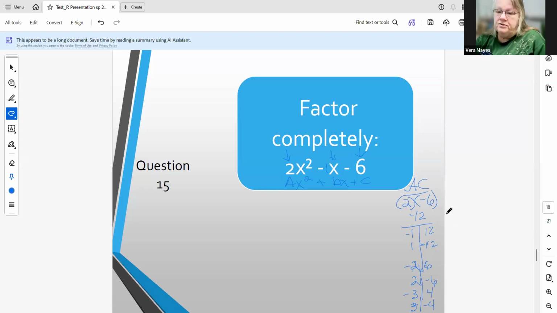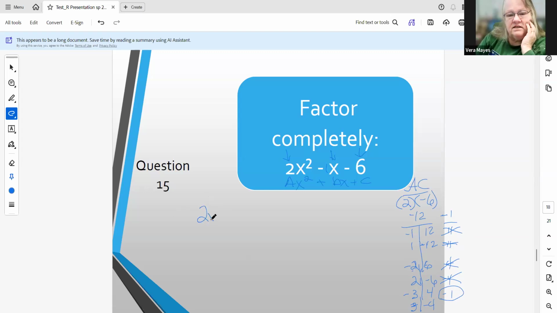Now, what we need to do is get that b, that negative 1, when we add them together. These guys give me an 11. Nope. These guys add to negative 11. Nope. Negative 2 plus 6 is a positive 4. That is not the negative 1 that I'm looking for. 2 plus negative 6 is a negative 4. Nope. Negative 3 plus 4 is negative 1. Okay. That's exactly what I was looking for.